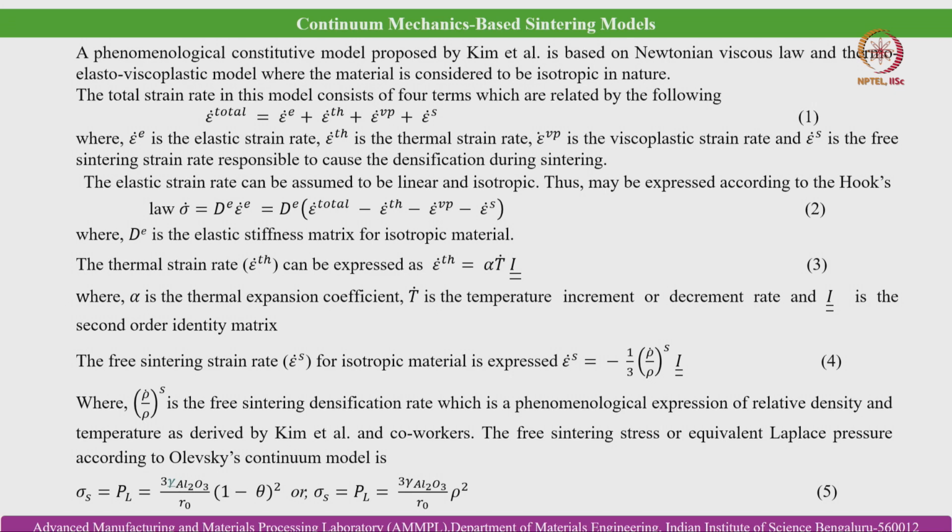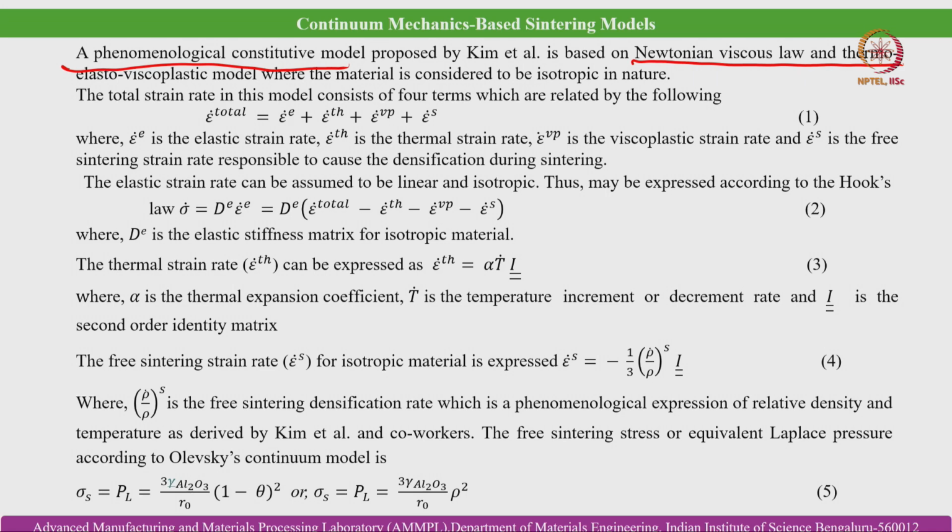So, here is a typical phenomenological constitutive model shown for sintering densification, which was proposed by Kim et al. It is based on Newtonian viscous flow and a thermoelasto viscoplastic model, where the material is considered to be isotropic in nature, and the total strain rate in this model consists of 4 terms which are related by this expression.